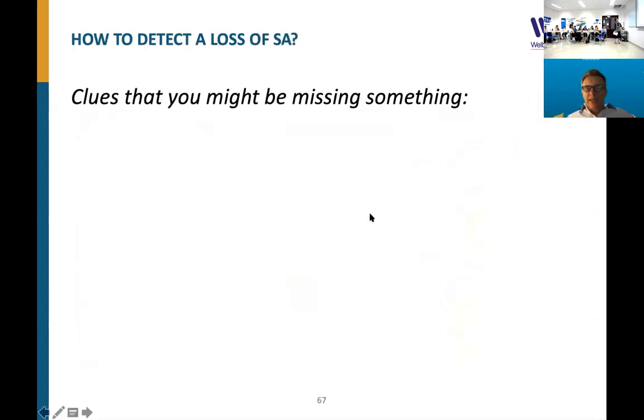It could be very important for any individual, any employee or worker to detect a loss of situation awareness, because in some cases we may have a doubt, we may have some clues that something might be missing.